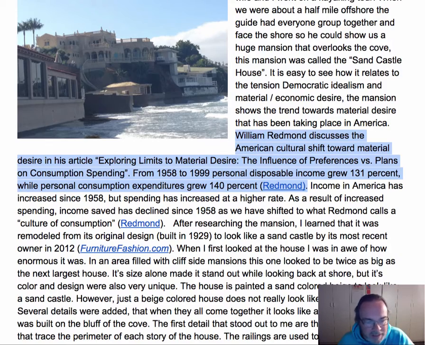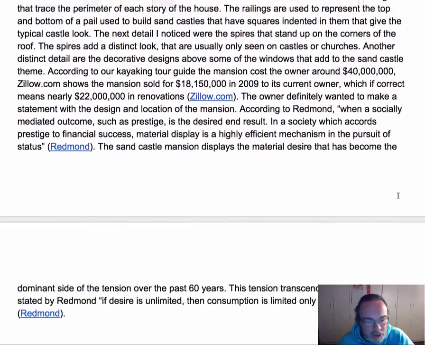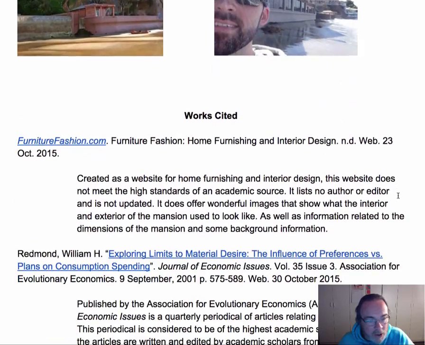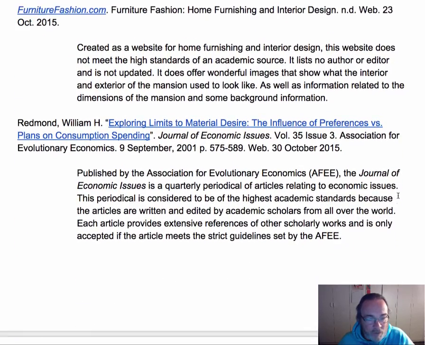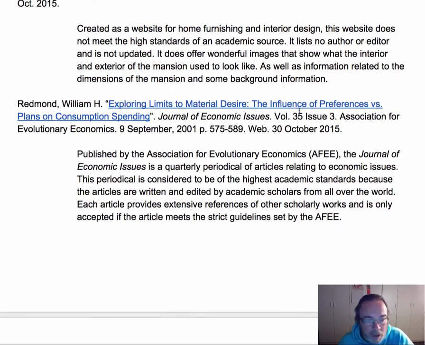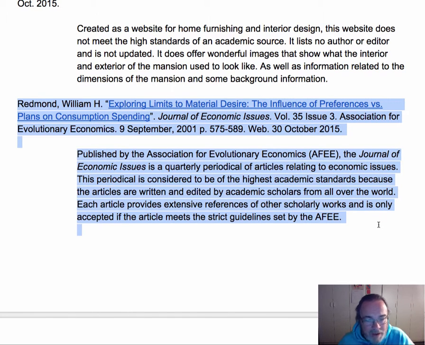He introduces it nicely, and I want to scroll down and show you that he has a really nice works cited citation for it here, too, where he correctly identifies and then correctly talks about how it meets the standards. So notice when he says this periodical is considered to be of the highest academic standards because the articles are written and edited by academic scholars from all over the world. Each article provides extensive references of other scholarly works, etc.